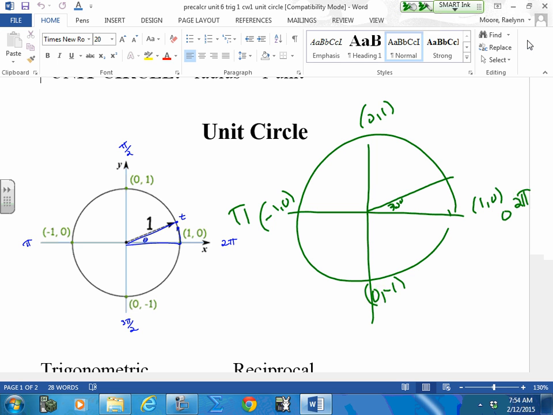How many times does 30 go into 180? 6. This is pi over 6. So let's follow this rule here. This guy would be 6 pi over 6. I have to have it reduced to pi. This one would be what? 12 pi over 6. Okay.